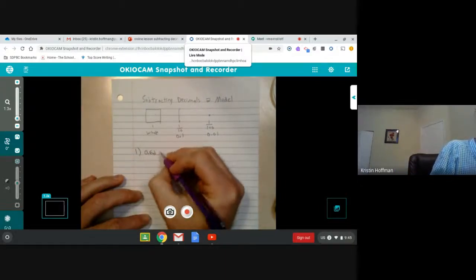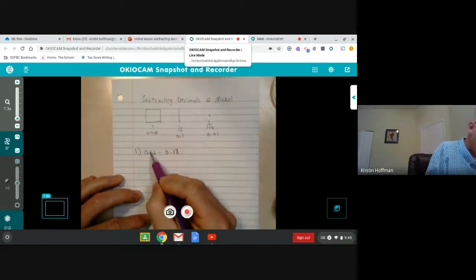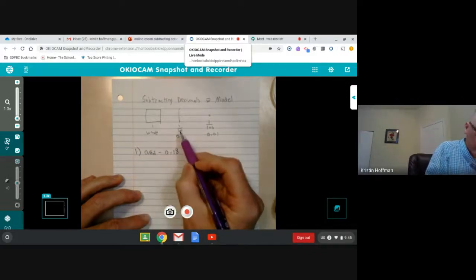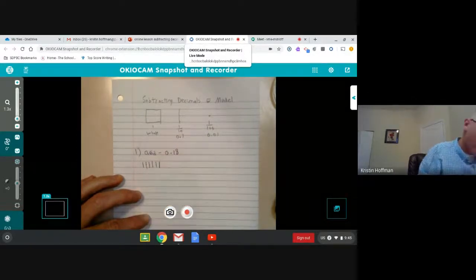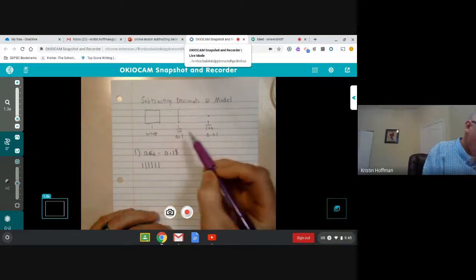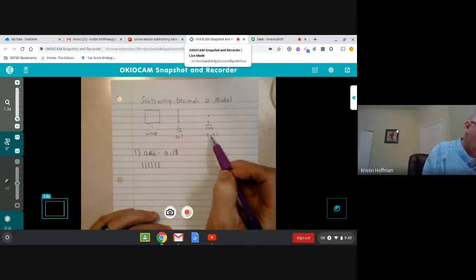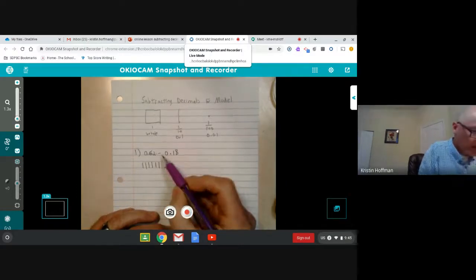0.62, 62 hundredths, minus 0.18, 18 hundredths. Beginning with the 6. The 6 is in our tenths place, so we need 6 tenths. We need 6 longs: 1, 2, 3, 4, 5, 6. And then we need 2 hundredths. It's in the hundredths place, so we need 2 of these dots: 1, 2. Let's go ahead and begin subtracting.